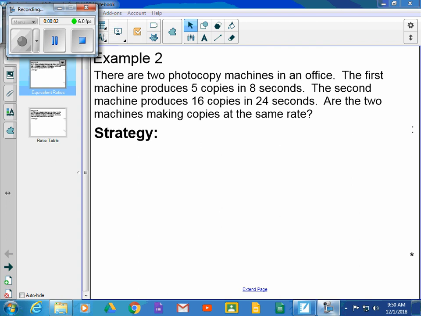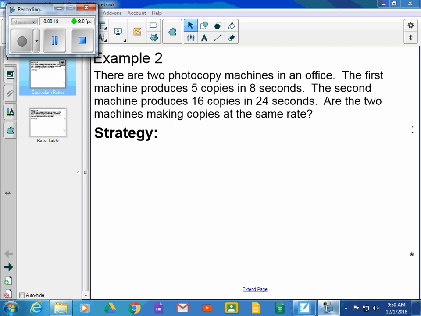Example 2. There are 2 photocopy machines in an office. The first machine produces 5 copies in 8 seconds. The second machine produces 16 copies in 24 seconds. Are the 2 machines making the copies at the same rate?